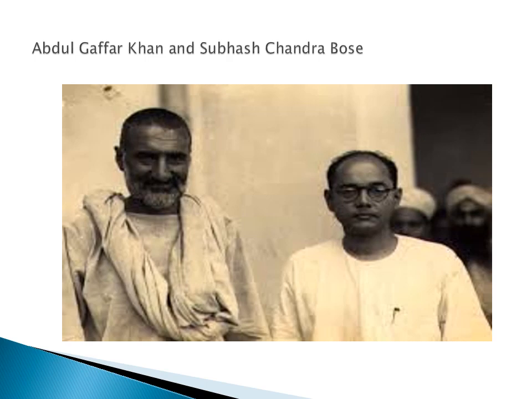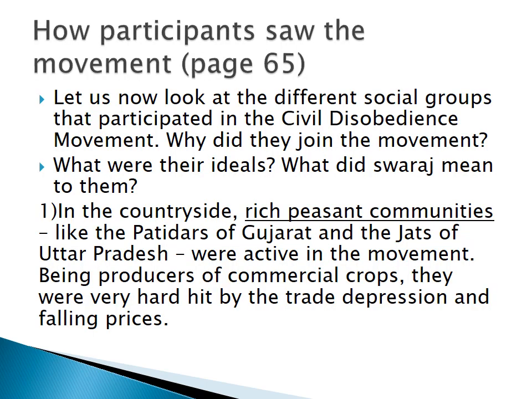Now we are going to learn how participants saw the movement. Let's now look at the different social groups that participated in the civil disobedience movement. Why did they join the movement? What were their ideals? What did Swaraj mean to them?